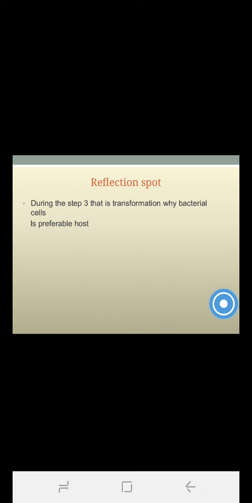A reflection spot: during step 3, transformation, why is the bacterial cell a preferable host? Pause the video and write down the answers. The answer, as I told, is that there are two reasons. The genetics of E. coli or the bacterial cell was already studied in detail, and second, it is suitable for cloning.